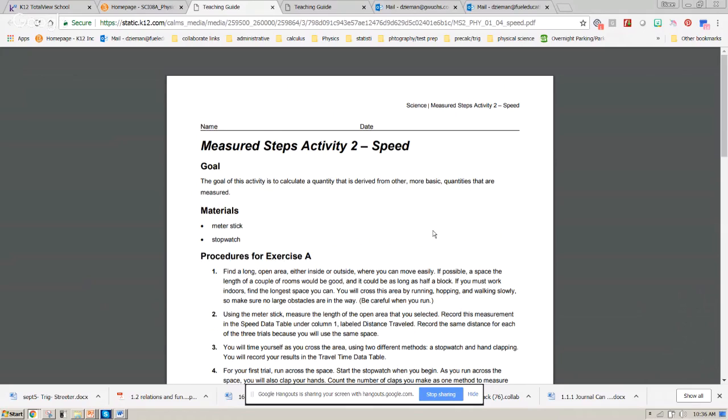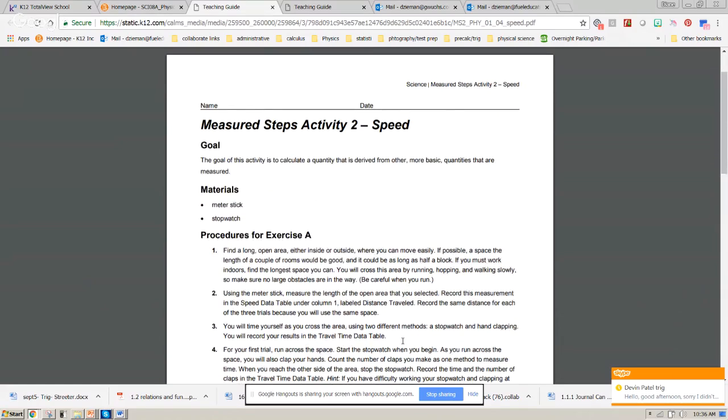And it's nice if you can do this outside. It's still early in the year, so you should be able to maybe go outside and use your sidewalk or go to a park. And you're going to go ahead then and measure the length of your open area that you selected. Record the measurement in the table below. And we'll look at that table in just a minute. And record the same distance 3 times, just to make sure that you're getting a good measurement.